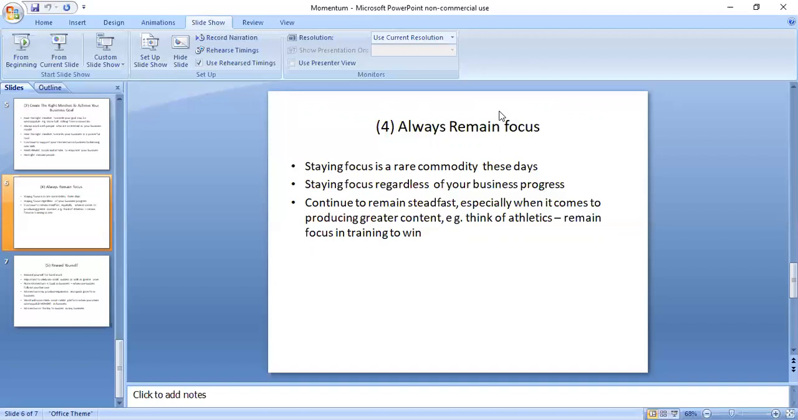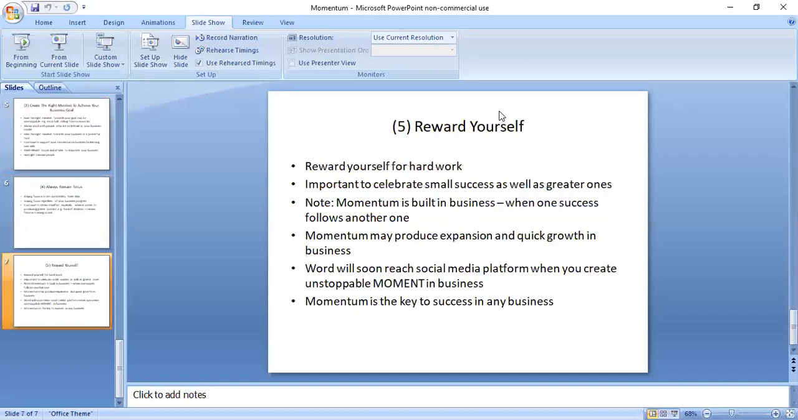And this leads me to my fifth point, that we need to reward ourselves. Reward yourself. We need to reward ourselves for hard work.